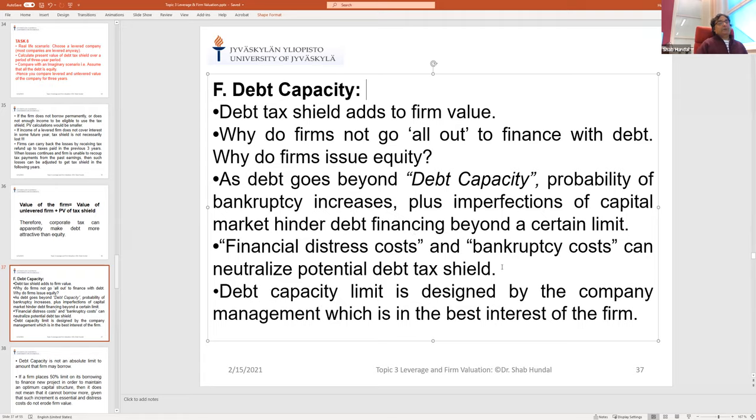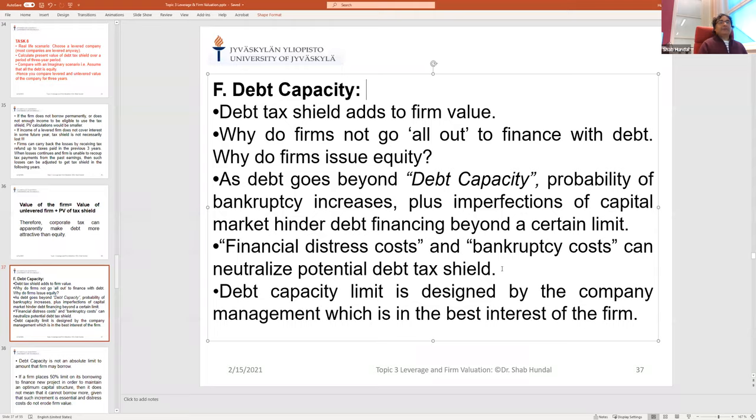You have to repay the amount of borrowing and also the interest thereon. So there are two cash flows going out. As a part of the debt, you retire a certain amount of debt each year, and you also pay the interest on it. And if you don't have sufficient cash inflow, then it can put the company in stress.